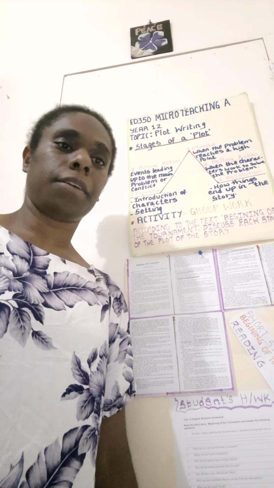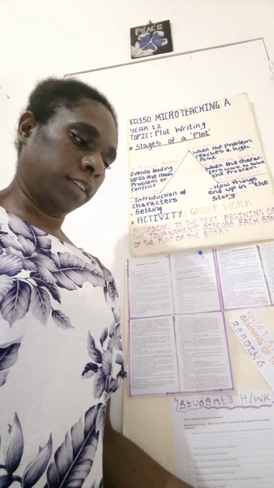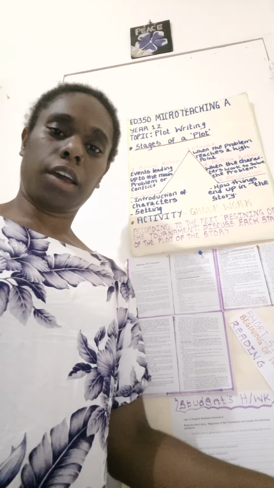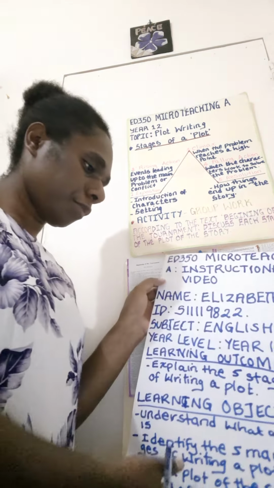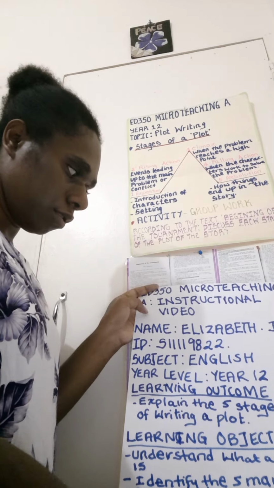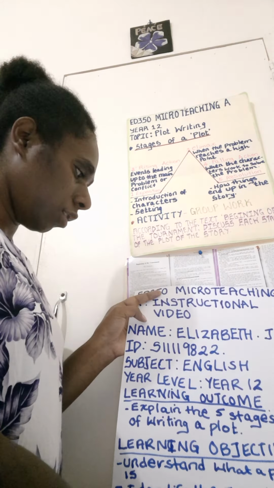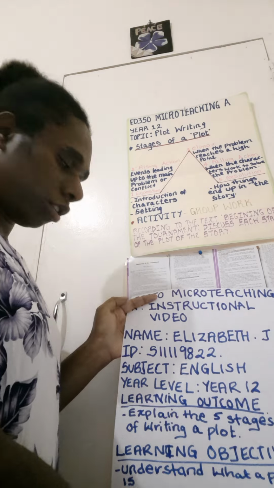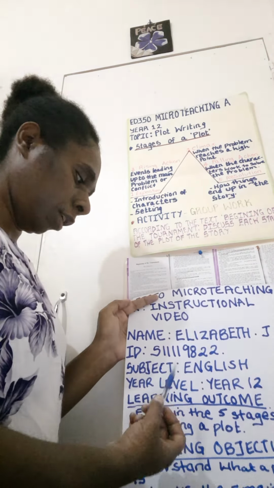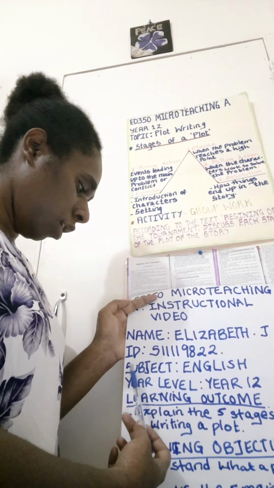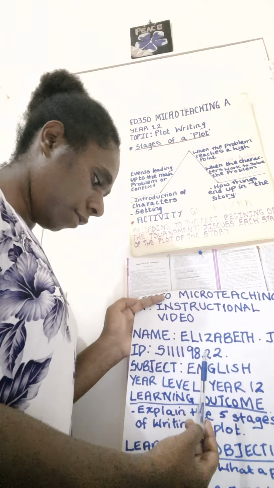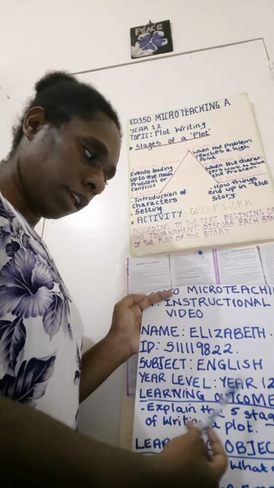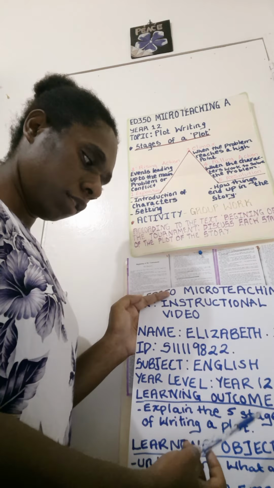Hi everyone. Okay, so this is an instructional video for ED350 micro teaching A. As you can see here, my name is Elizabeth Jacob, and this is my student number, and I'll be teaching English in this lesson in year 12. The year level is year 12.